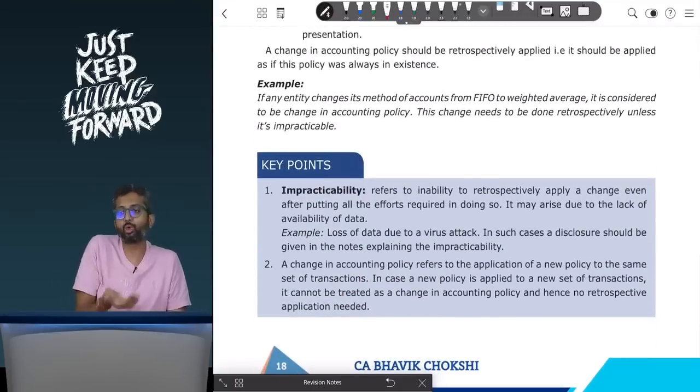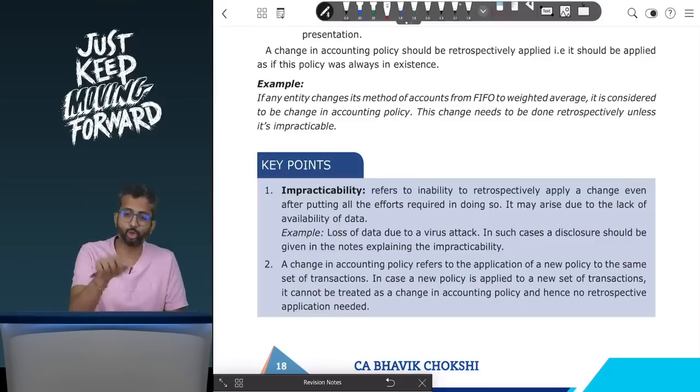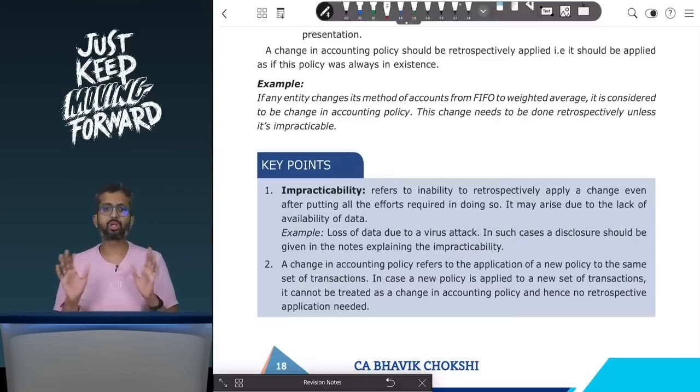If you enter into a new set of transactions and you apply a new policy, that is not called a change in accounting policy. By the way, that is called a new policy applicable to a new set of transactions. For example, you are a real estate dealer, and hence you are a broker, so you are recognizing commission income when the sale gets completed. That is the full completion method.